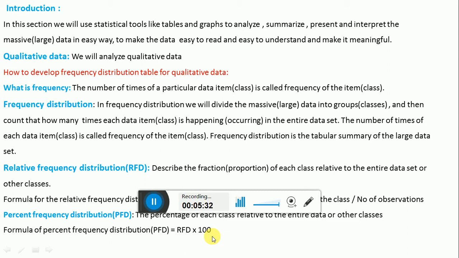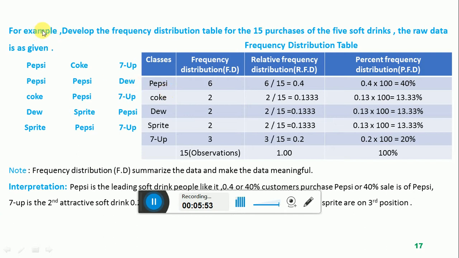Now I'm going to develop one example and develop a frequency distribution table. So I will repeat all these terminologies practically: frequency distribution, relative frequency distribution, and percent frequency distribution. For example, develop the frequency distribution table for 15 purchases of 5 soft drinks. The raw data is given. This is one example about the 15 purchases of 5 different soft drinks.